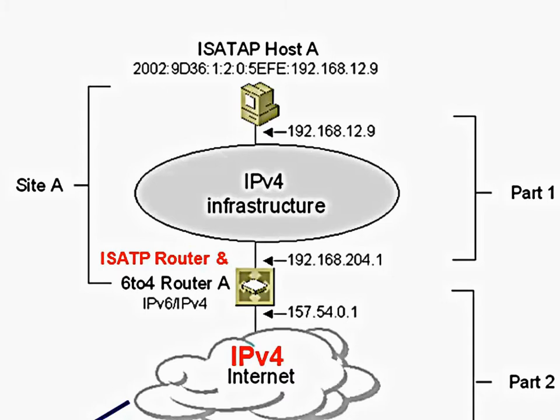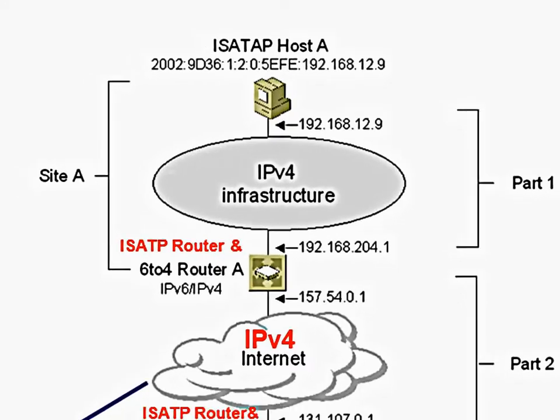and then it will combine its 6-to-4 address, the 2002 prefix, with its ISATAP address with the embedded IP version 4 address as the least significant 32 bits. And of course, it's going to use the IP version 4 sides of the IP as also part of the 6-to-4 address. So in the case of 6-to-4 router A, the 157.54.0.1 translates to 9D36:1 and with the prefix of 2002.